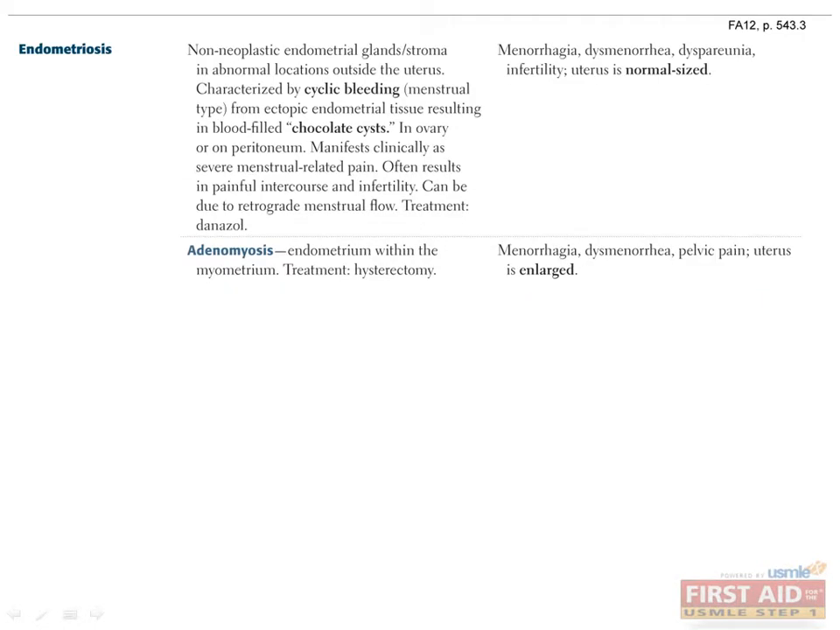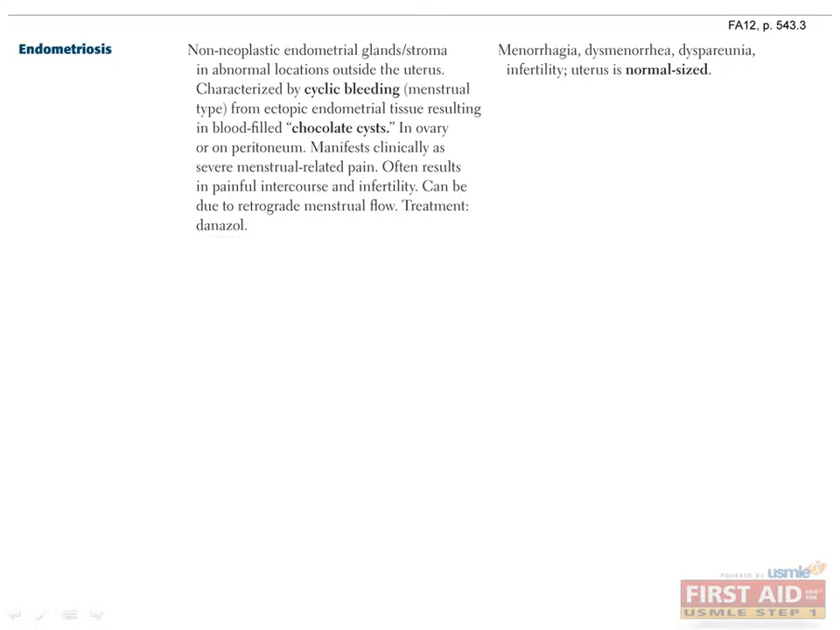Another important and common condition, endometriosis, is a condition where endometrial tissue is found in locations outside of the uterus. This tissue behaves like normal endometrial tissue despite its ectopy, and thus you have cyclic menstrual bleeding from these sites. The most common locations include the ovaries and the cul-de-sac in the peritoneum, otherwise known as the pouch of Douglas.